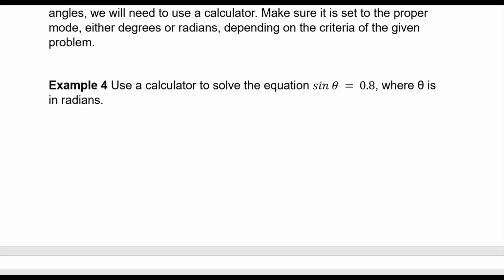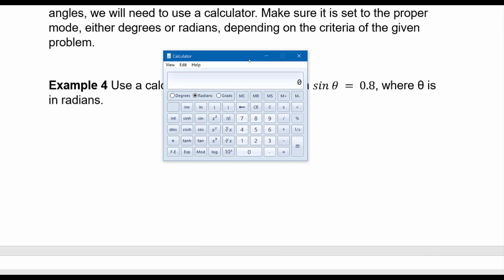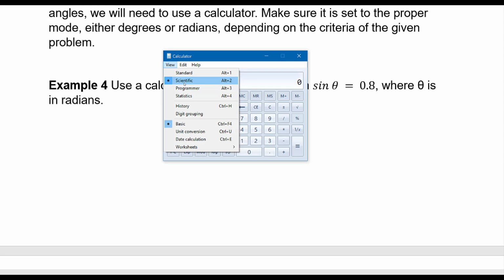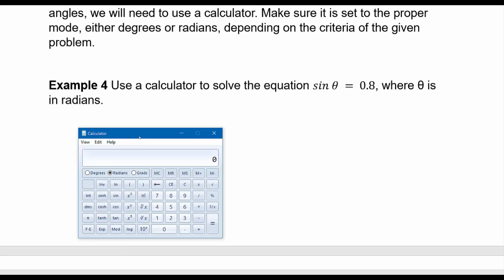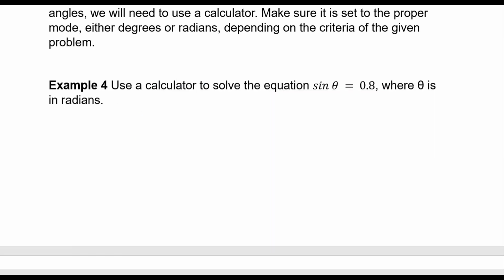So let me bring over my calculator. I'm just going to use the one on the computer, the Windows one here. It's on scientific view. See that? So it gives me sine, cosine, tangent. But I need to solve this, so let me move that out of the way. I want to know what theta is.